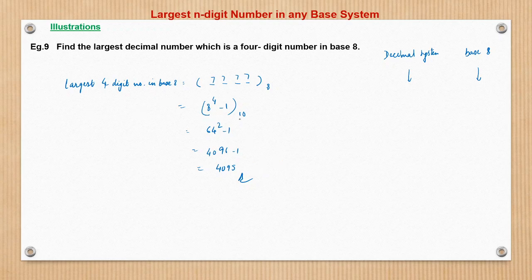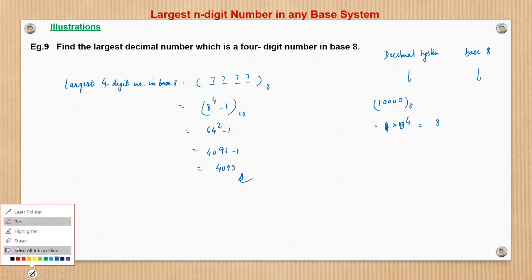Why did we do 8 raised to power 4 minus 1? Because we know the largest 4-digit number in base 8 is the smallest 5-digit number in base 8 minus 1. And the smallest 5-digit number in base 8 is 8 raised to power 4, that is 1 followed by 4 zeros. So this is the smallest minus 1, and this is the largest 4-digit number.